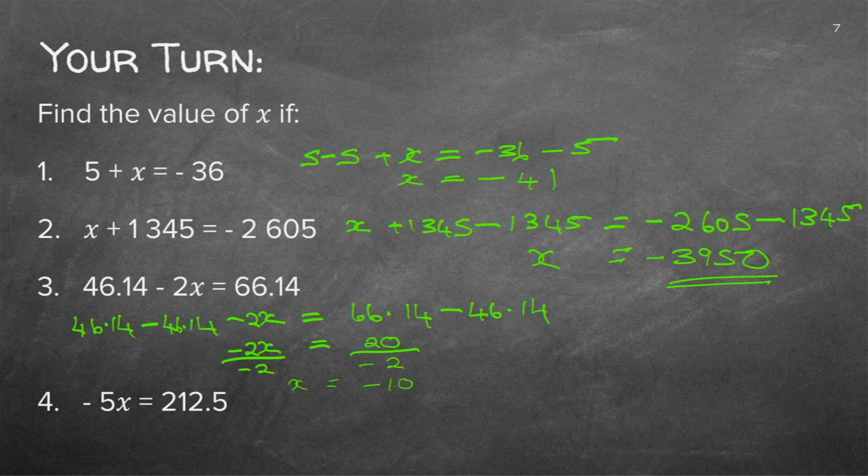Let's do this last one. Minus 5x equals 212.5. So we're going to divide minus 5 on this side. We're going to divide minus 5 on this side. So x equals minus 42.5. Okay, I hope you got this one correct.